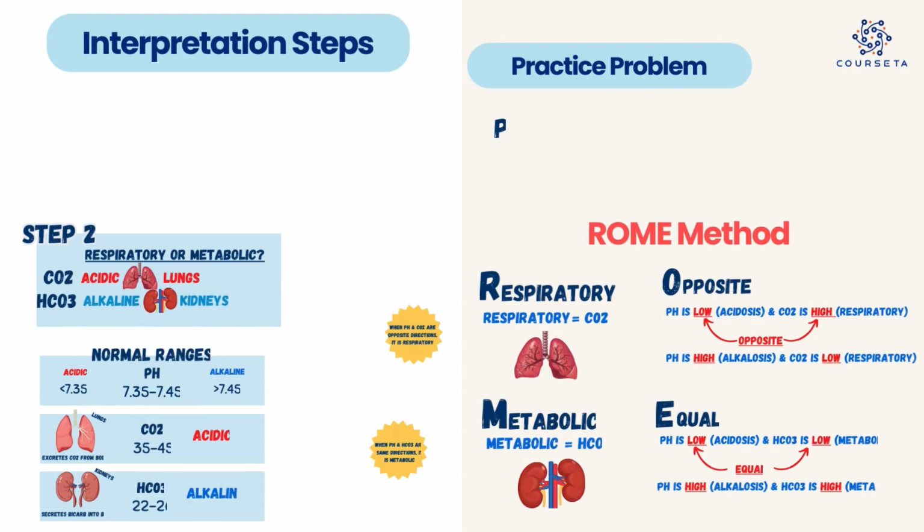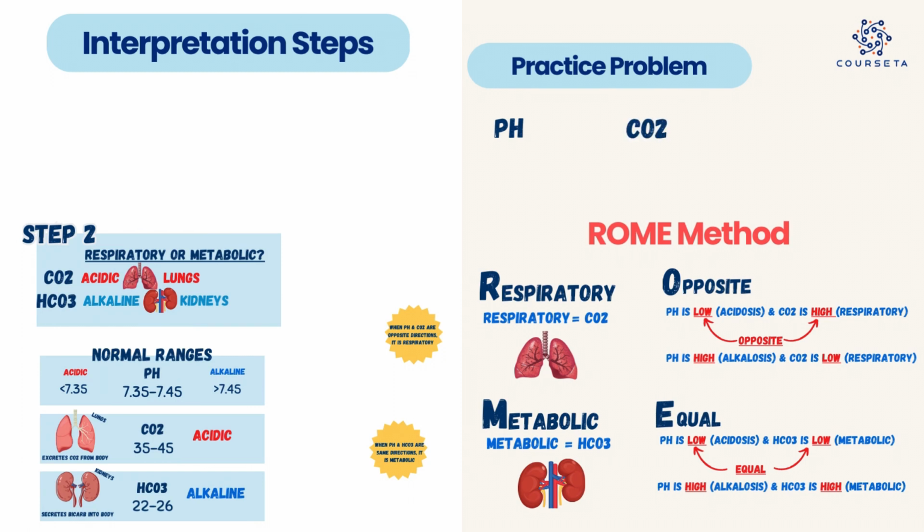Now let's go over the row method. So the row method is just a little bit more difficult to explain, but it does help understand the compensation a little bit better, at least in my opinion. But we're going to get right into it. So ROME, what does it stand for? ROME stands for respiratory opposite, metabolic equal.